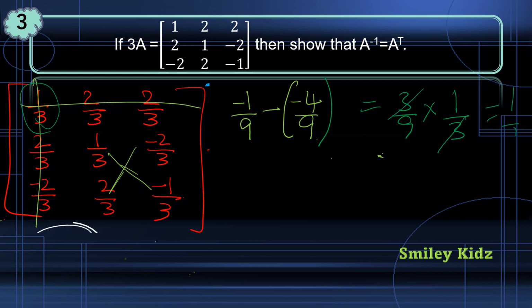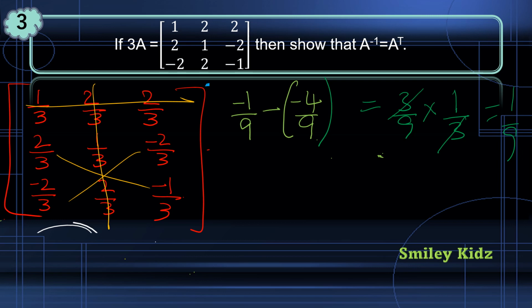This is going to be 1 by 9. Now, if I need to talk about the second element, let me cut down this first of all. Here we have 2 by 3, where I'm going to cut these two. Then, here I'm going to multiply the diagonal elements first. That is going to be minus 2 by 9, minus of 4 by 9. This is minus 6 by 9.